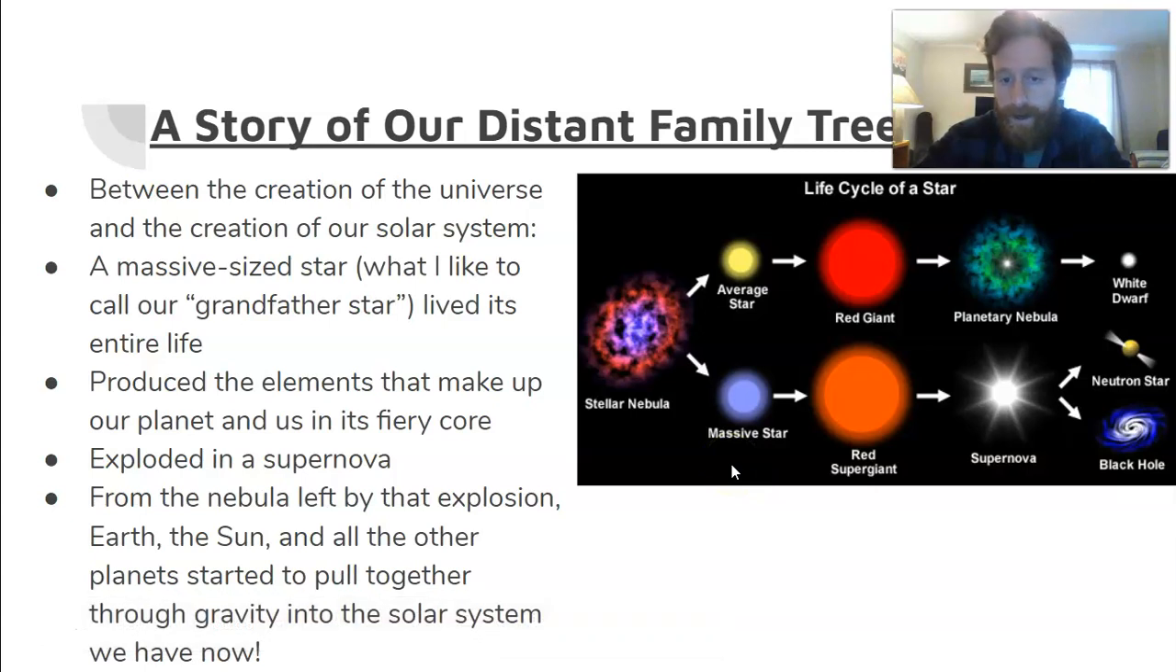So looking at this life cycle of a star chart over here that we've talked about before in previous assignments, this is kind of how it would happen. In the neighborhood of our region of the Milky Way, there's a stellar nebula, a cloud of hydrogen that condensed under gravity into a massive star. That star lived its life. It's a very large star, so it had a shorter lifespan than our sun does. But as it lived its life, it produced elements. It eventually exploded in a supernova, producing even more heavier elements. And then left behind was a planetary nebula. And that planetary nebula is what our sun and our planet, Earth, and all the other planets of the solar system were able to form out of.